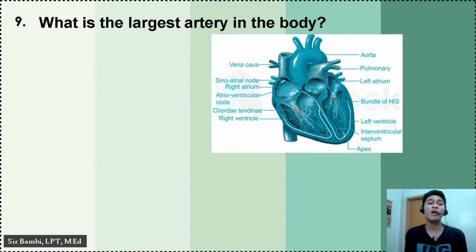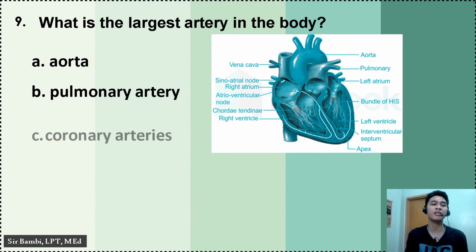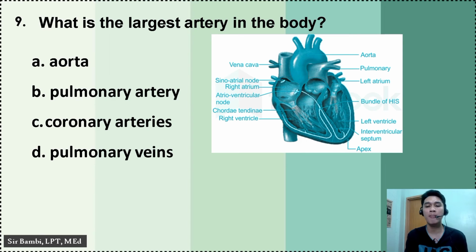Number 9. What is the largest artery in the body? A. Aorta, B. Pulmonary artery, C. Coronary arteries, letter D. Pulmonary veins. And the correct answer is letter A.